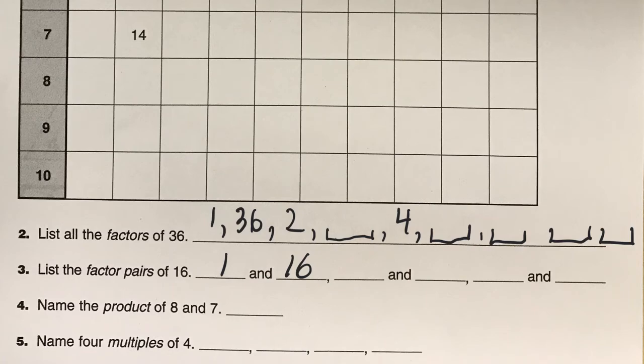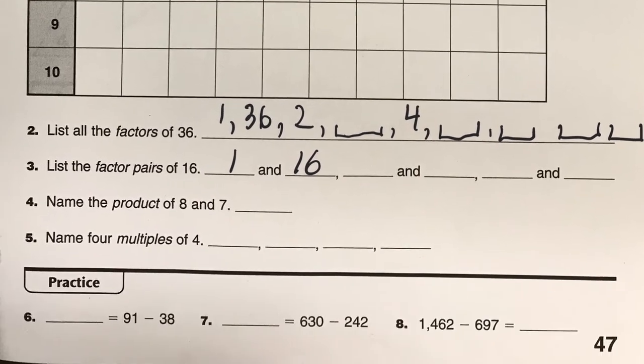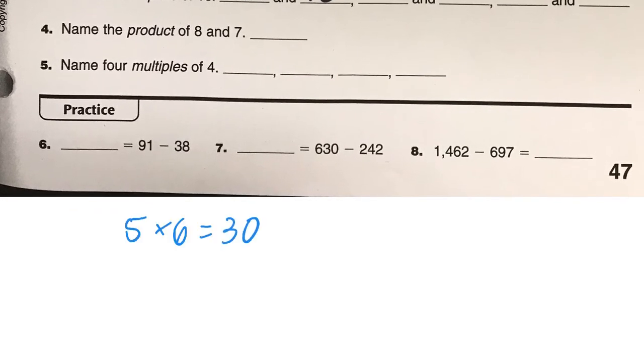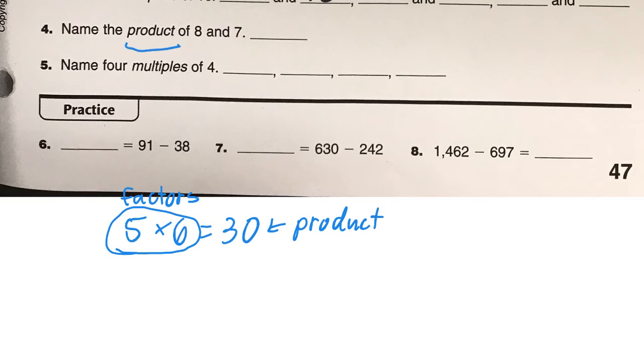Now, next up we have products of 8 and 7, and let's just quickly review. For a multiplication fact, these numbers are your factors, and this number is your product. So if you're looking for the product of 8 and 7, if you multiply 8 and 7 together, what is the product? Now, finally, multiples of 4.